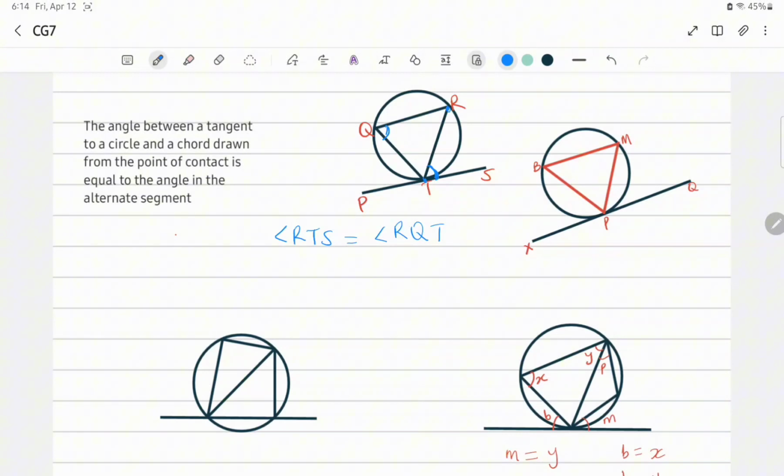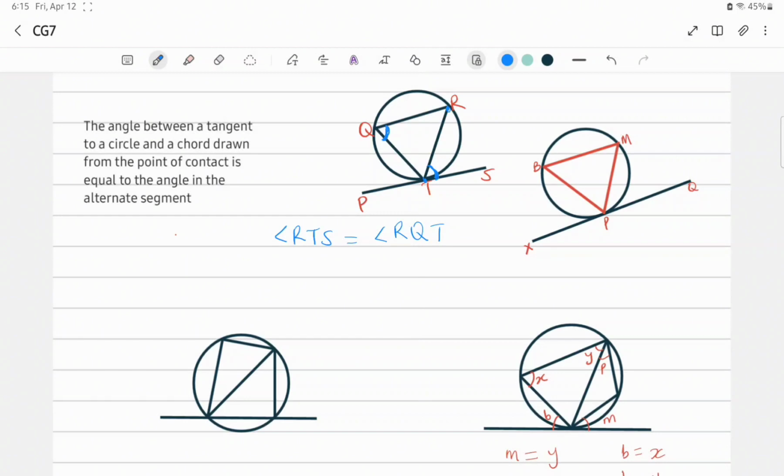Now, what angle is formed in the circumference of that circle by these two points, this point R and this point T? What angle is formed by that same chord? It is angle Q right here, which is angle RQT. So that's the angle in the alternate segment. So angle RTS is the same as angle RQT.